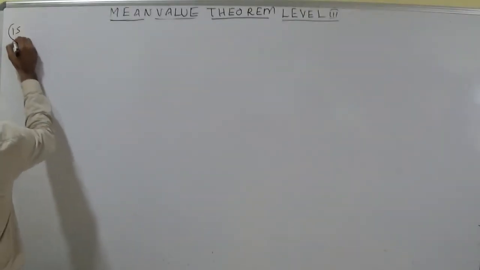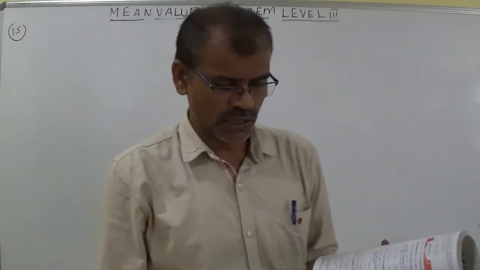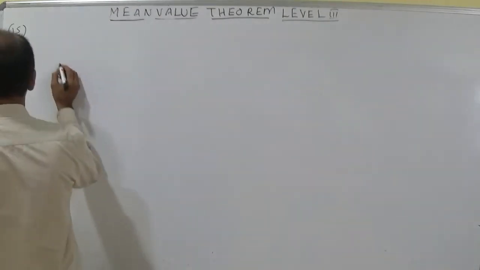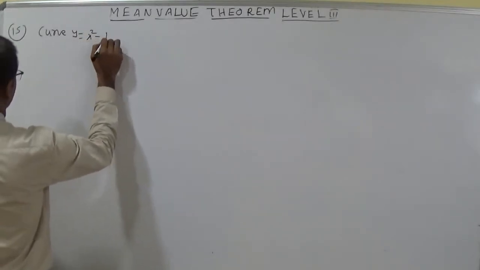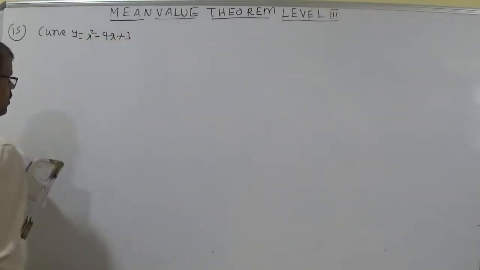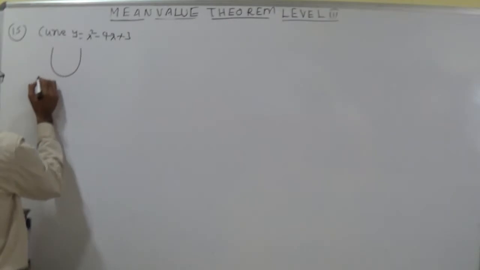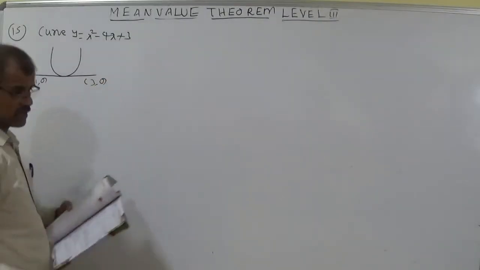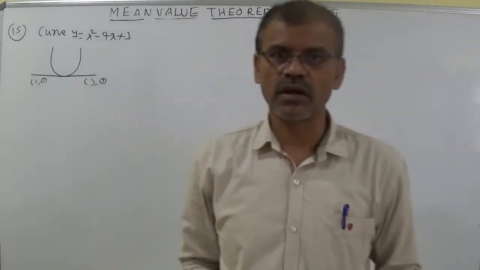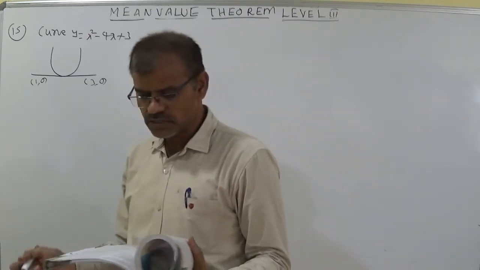Level 3, 15th question. There is a point P between (1, 0) and (3, 0) on the curve y equal to x square minus 4x plus 3. The curve y equal to x square minus 4x plus 3 is a parabola. The point (1, 0) is on the x-axis and (3, 0) is also on the x-axis. There is a point P on the curve such that the tangent at P is parallel to the x-axis.